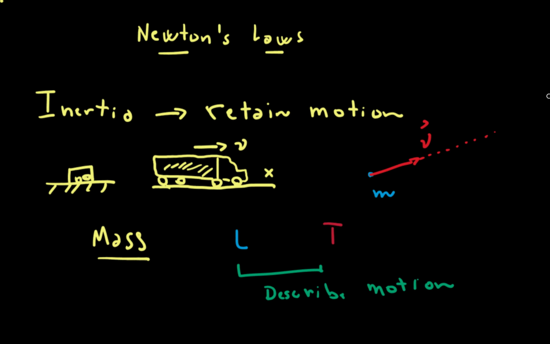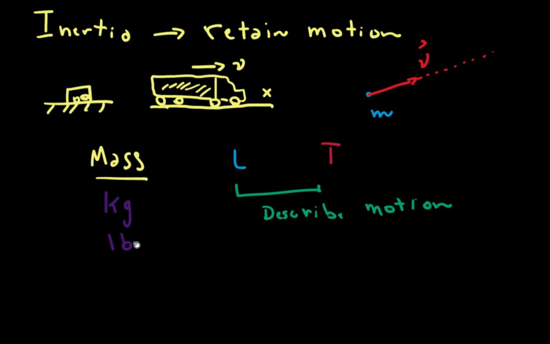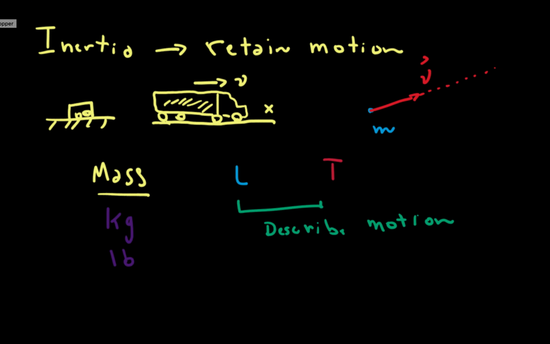Now, there are a couple of different units for mass. The one we are going to use in this class is the kilogram, which is also 1,000 grams. And one that's commonly used in the United States is the pound. So some of you may be much more familiar with the pound rather than something like the kilogram. Okay? Right. So now, this is Newton's first law. It's inertia.